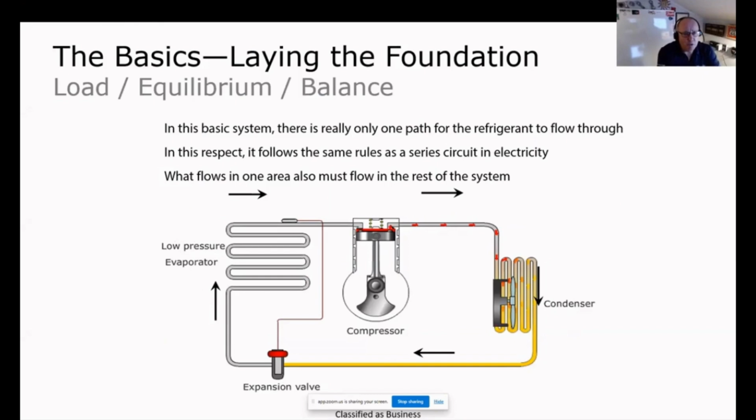So we move on to things like load and balance and equilibrium. Now, in a basic system, there's only really one path for the refrigerant to flow through, and I liken it to a series circuit in electricity. What flows in one area must flow in the rest of the system.